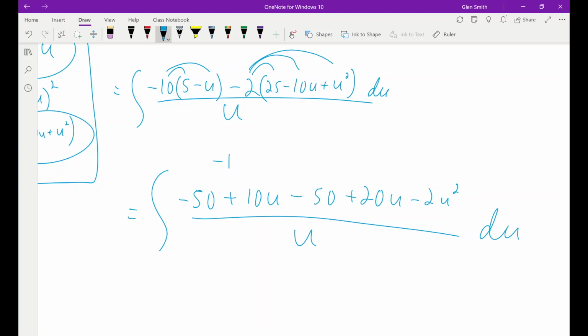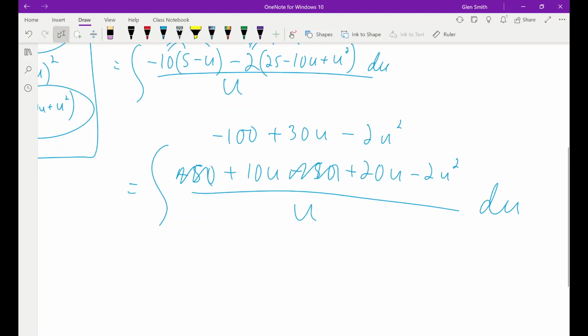So this is really just, I'm going to be a little bit lazy, but that's negative 100, right? That's negative 50 and negative 50. And then we have 10u and 20u make 30u. And then 2u squared divided by u becomes, oh wait, we'll leave it the way it is. Sorry. So that's what the numerator becomes when you combine all those terms. Right? Negative 100, 30u, minus 2u squared. And we're dividing all that by a u.